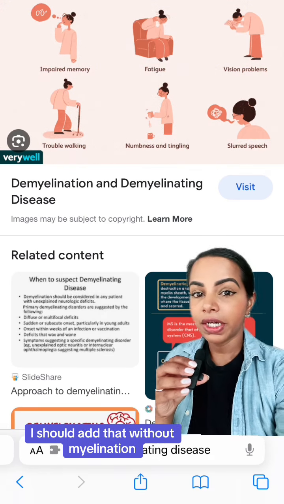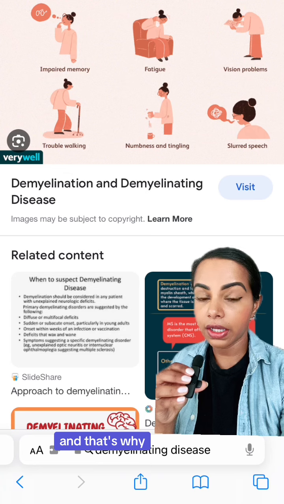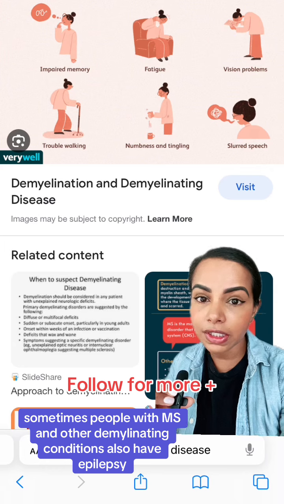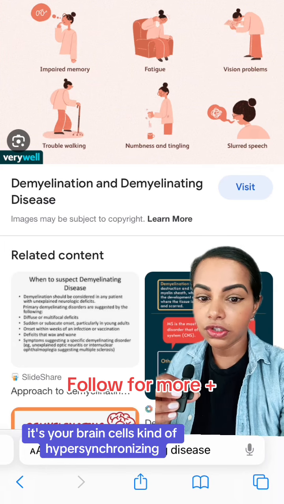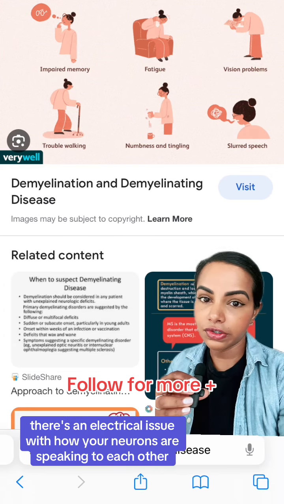I should add that without myelination, without that insulation, that electricity can go haywire. And that's why sometimes people with MS and other demyelinating conditions also have epilepsy. Because what is epilepsy? It's your brain cells hypersynchronizing because there's an electrical issue with how your neurons are speaking to each other.